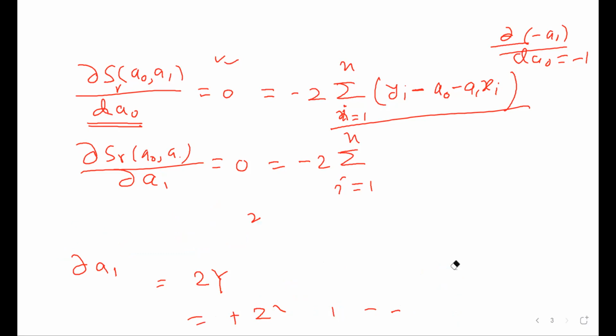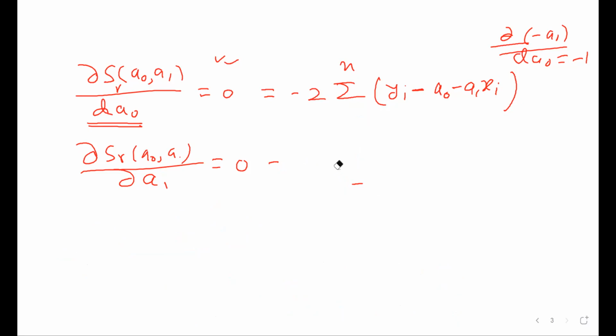Now, if you want to find the second one, what will be the second derivative? -2 xi into the same thing: -2 into sum i equal to 1 to n of (yi minus A0 minus A1 into xi). That xi should be within the sum. Is it okay? Yes, sir.